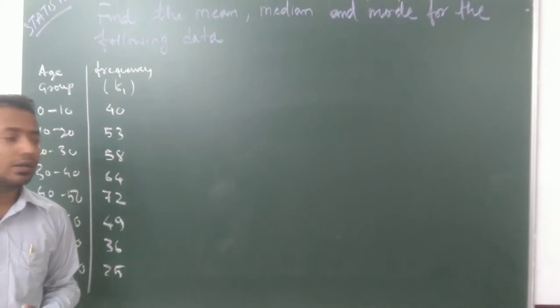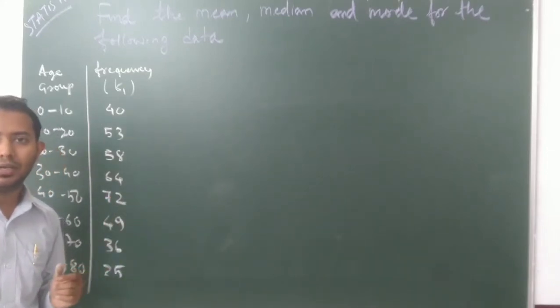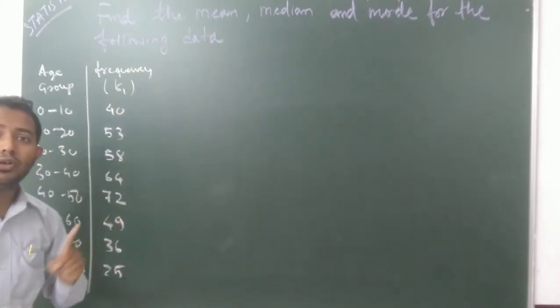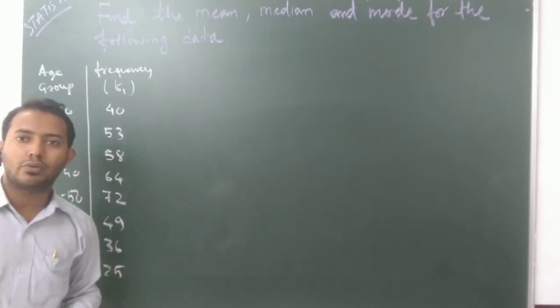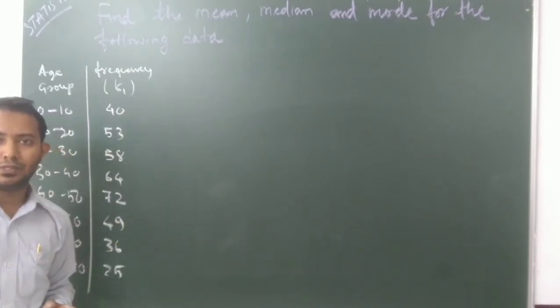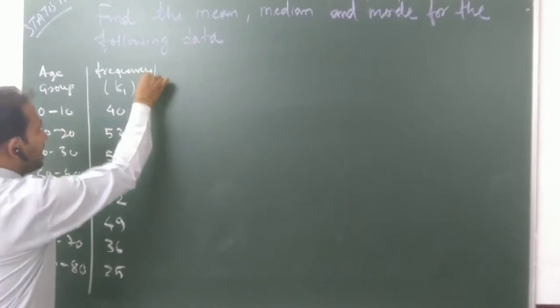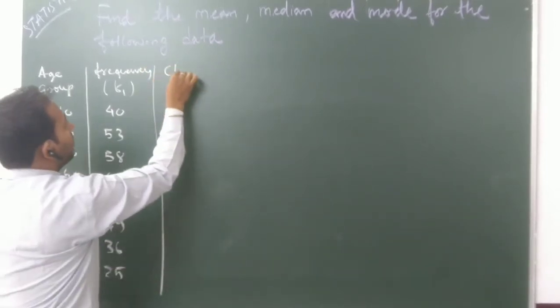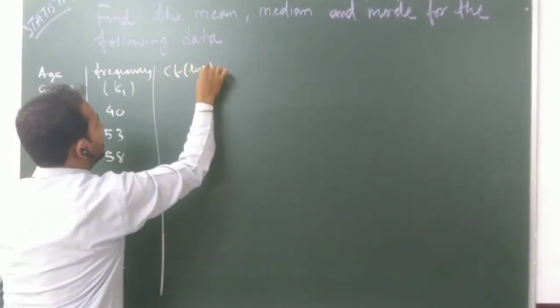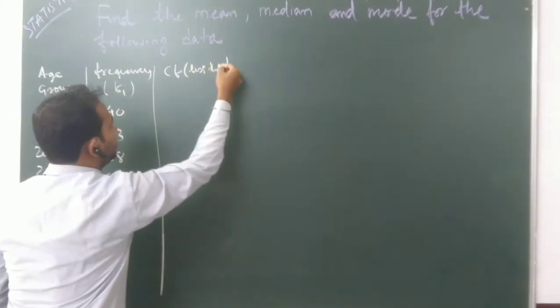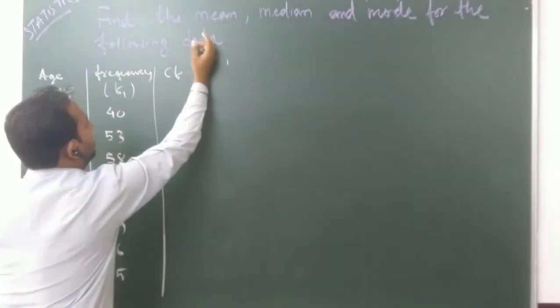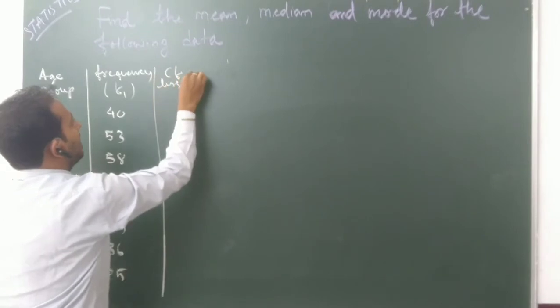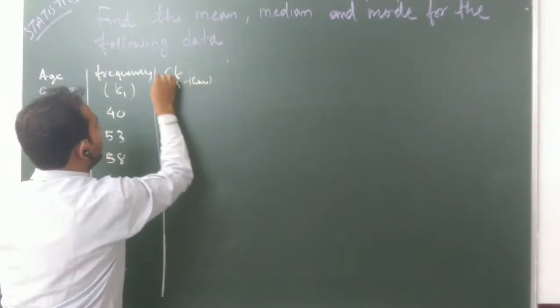Second, if you see the median formula, we need the cumulative frequency, and the formula is based on the less than cumulative frequency. That means our next target is the CF for less than. Mention here, less than.